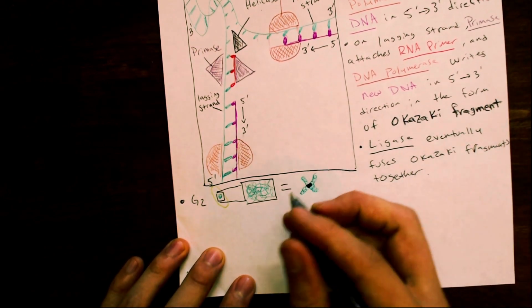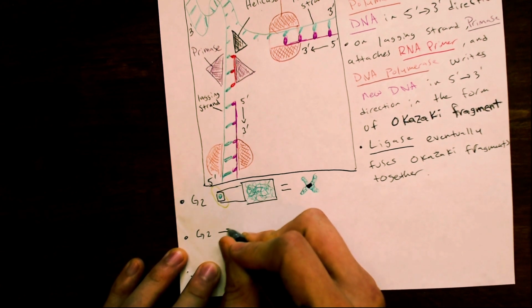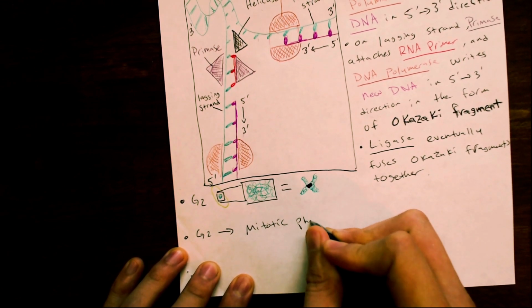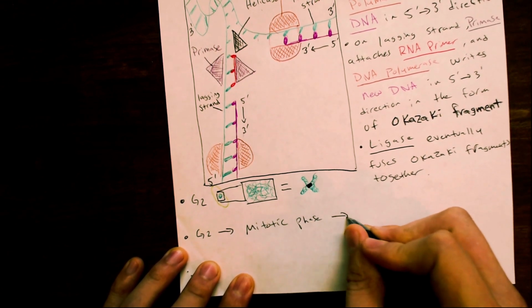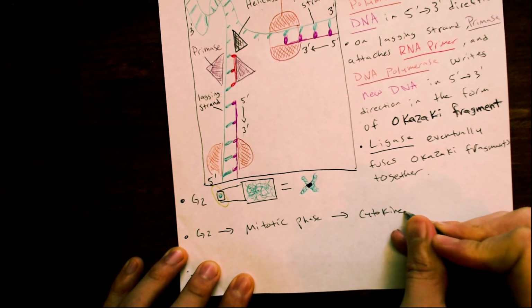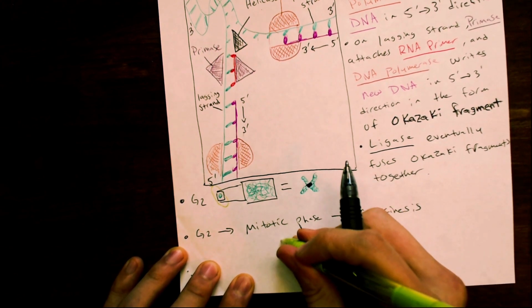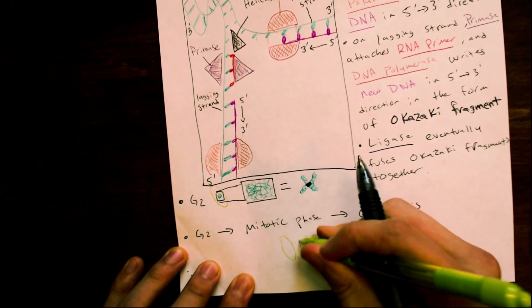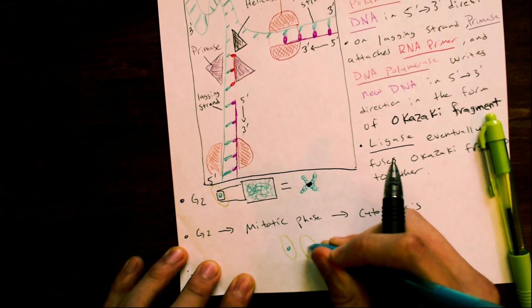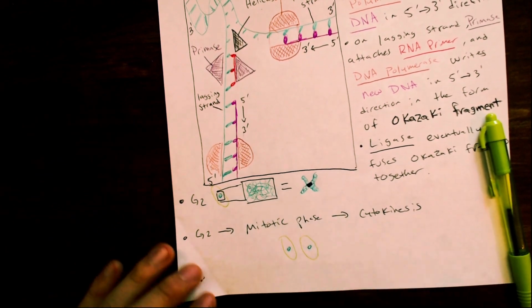So this cell is going to move from G2 to mitotic phase, and then eventually cytokinesis, and then you have two, hopefully, identical daughter cells. One of these to replace the dead cell, wherever it may be.